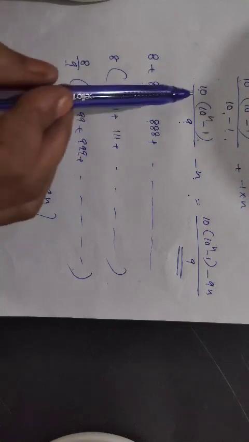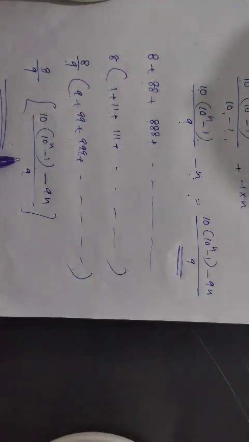Now, okay, this is the previous question. We can substitute the result. Okay, we will get the answer 8 by 9 into 10 into (10 raised to n minus 1) minus 9n, whole divided by 9. Okay, and these are the variety questions of the exercise 9.3.